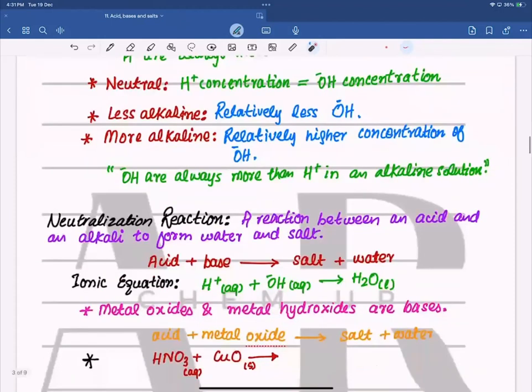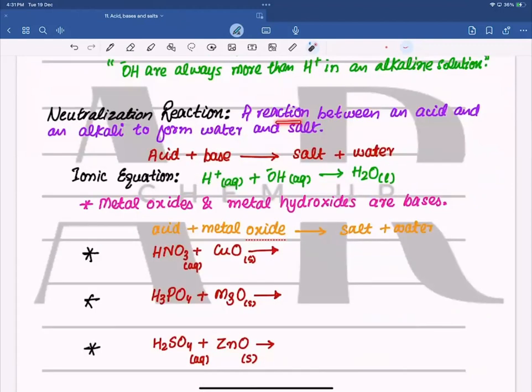So the neutralization reaction is a reaction that occurs between an acid and an alkali, and as a result, water and salt are formed. So why do we call it neutralization? Because when acid and alkali react, they cancel out each other's effect and form water, and water is a neutral substance. That's why we call it a neutralization reaction. Is this understandable to all of you? So remember, a reaction between an acid and an alkali is neutralization, and in this reaction water and salt are formed. So here we have a word equation first.